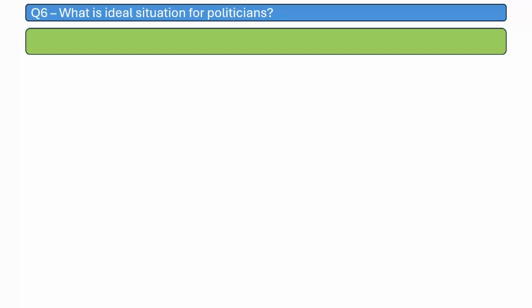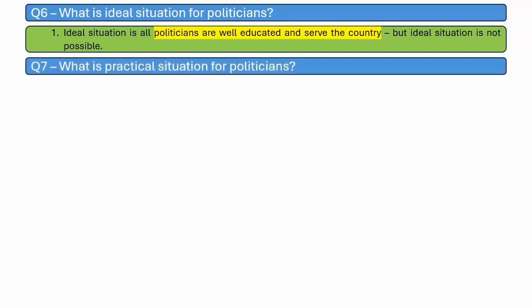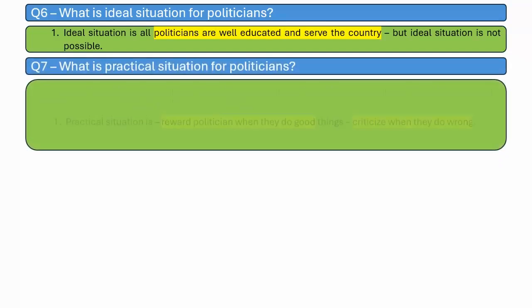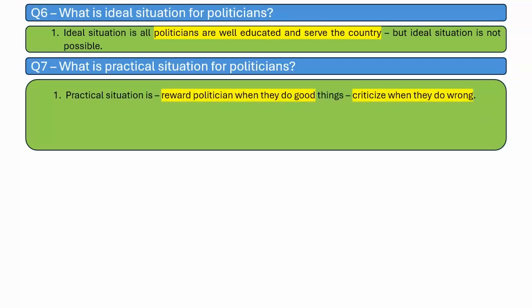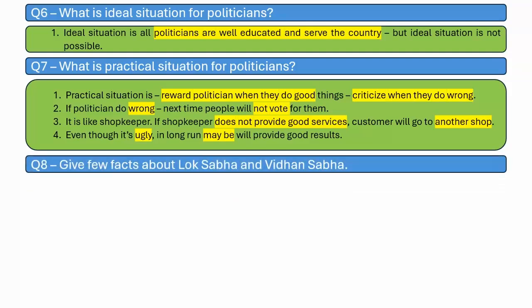What is the ideal situation for politicians? The ideal situation is that all politicians are well educated and they serve the country. But the ideal situation is not possible always. What is the practical situation for politicians? The practical situation is that when a politician does something good, reward the politician, and when they do things wrong, criticize them. A politician who does wrong will be afraid because the next time the people will not vote for him. It's like a shopkeeper. If the shopkeeper does not provide good services, the customer will go to some other shop. Even though it is ugly, in the long run, maybe this system will provide good results.